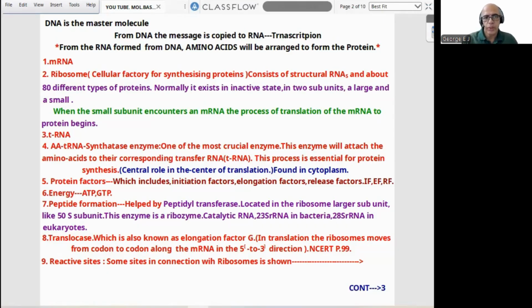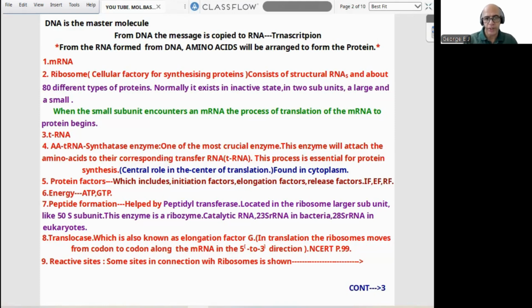Then the fourth one, amino acyl tRNA synthetase enzyme. This is one of the most crucial enzymes. This enzyme attaches the amino acid to its corresponding transfer RNA, tRNA. This process is essential for protein synthesis, and this enzyme plays a central role. It is otherwise also called the center of translation. It occurs in the cytoplasm. I think it is clear, because the amino acids will be in the cytoplasmic pool, so that enzyme occurs in the cytoplasm.